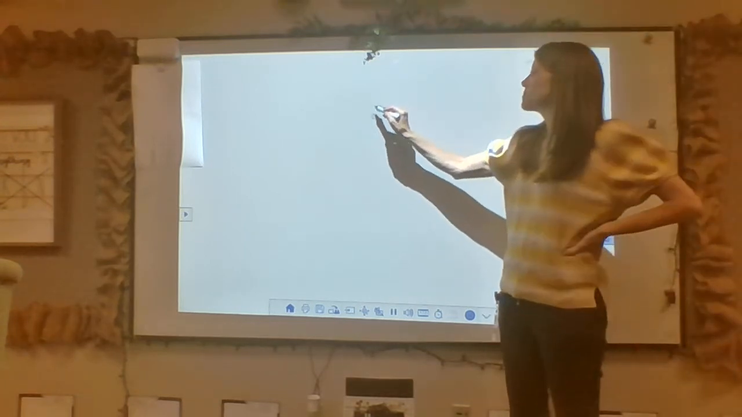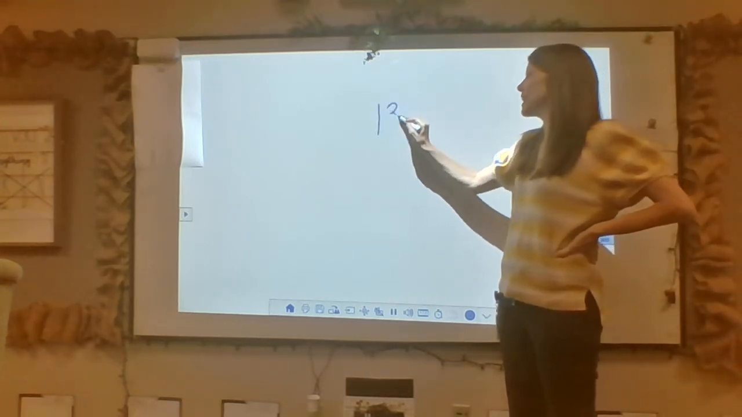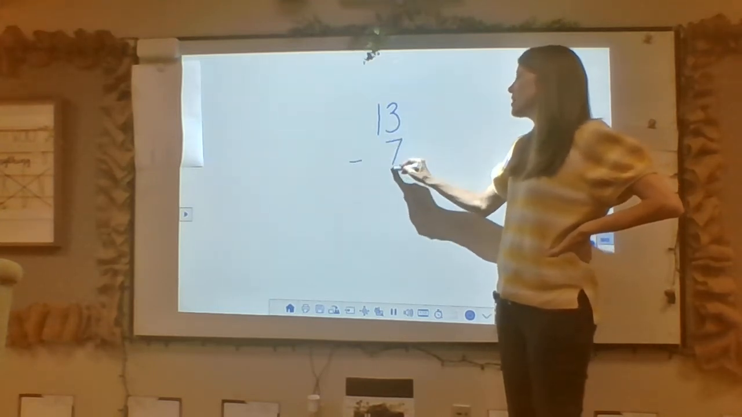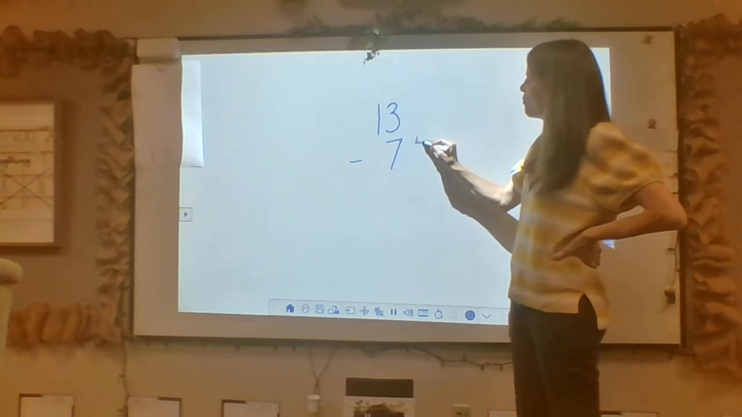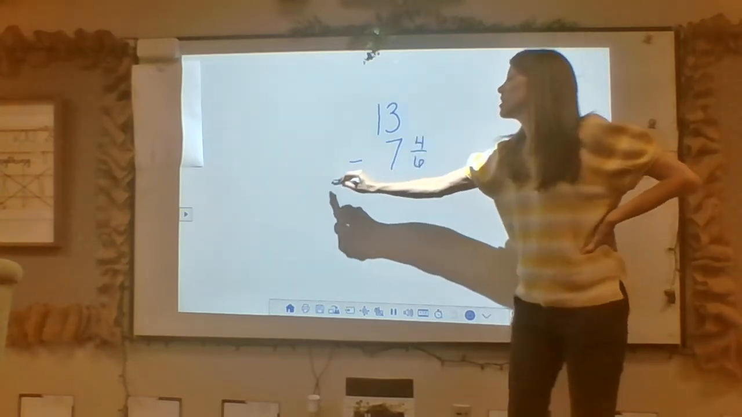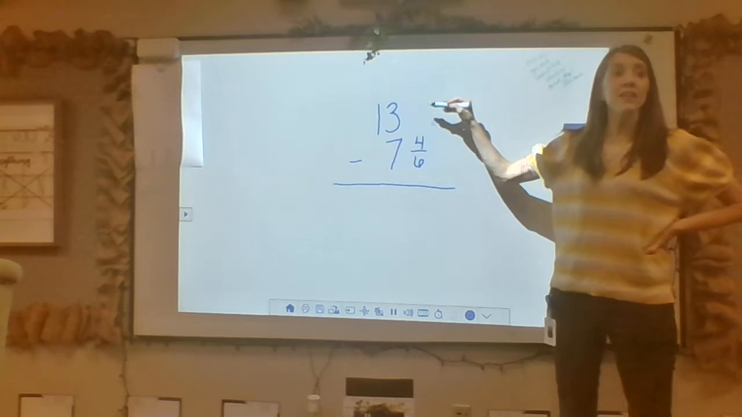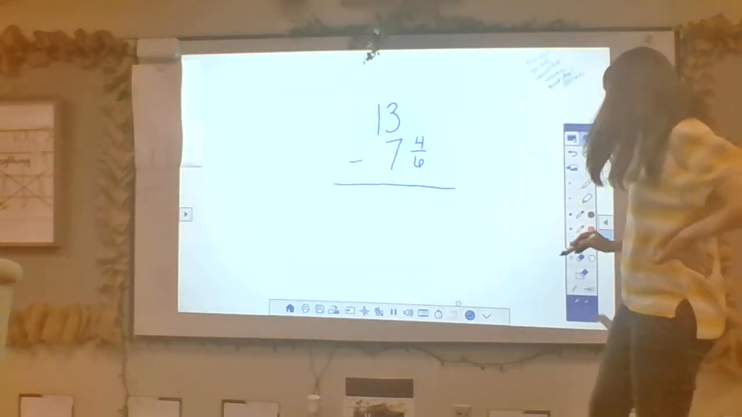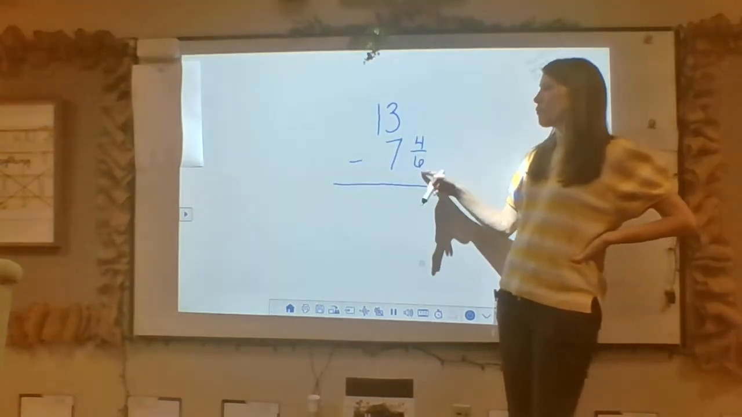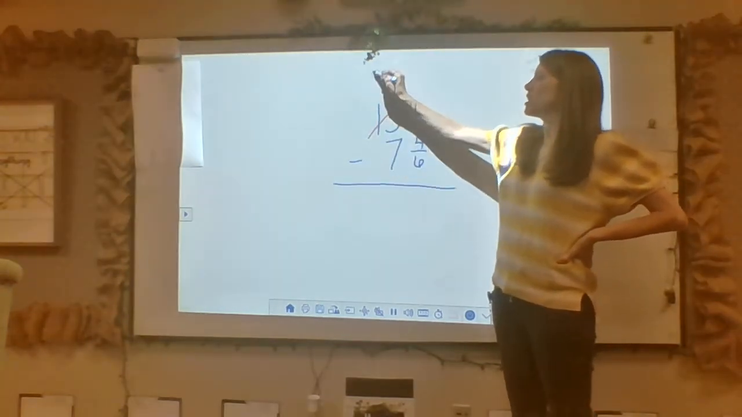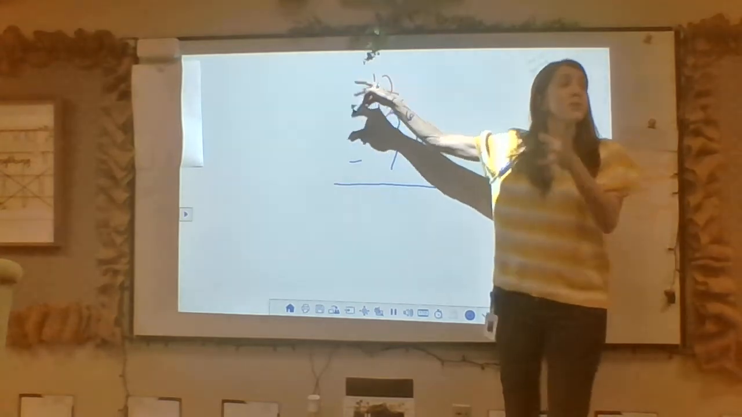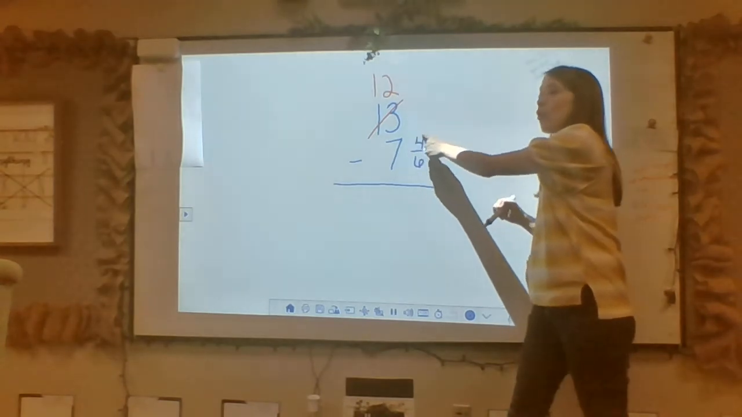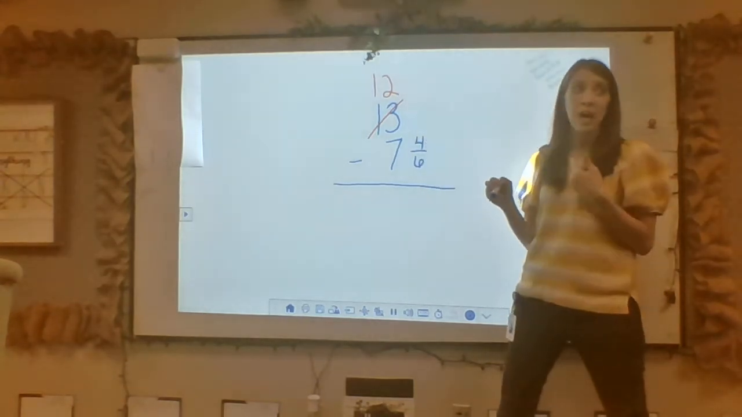We've got 13 minus 7 and 4 sixths. How many sixths do we have here? None. So we can't take 4 sixths away from nothing. We changed this to 12. Since we took 1 away, we borrowed a whole. How can we write a whole right here so that it helps us? How do we write a whole?